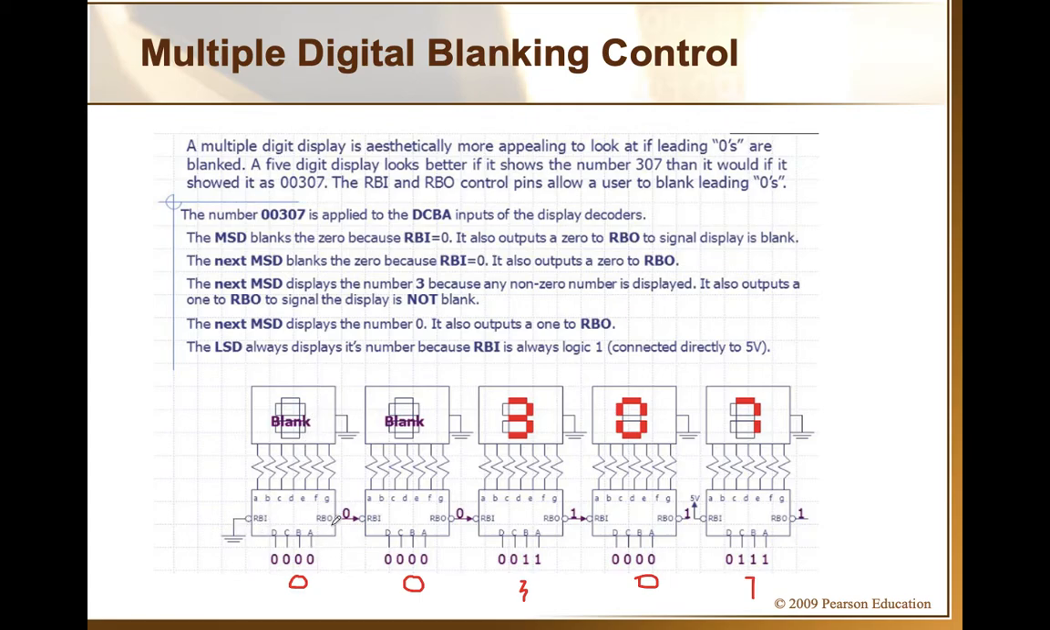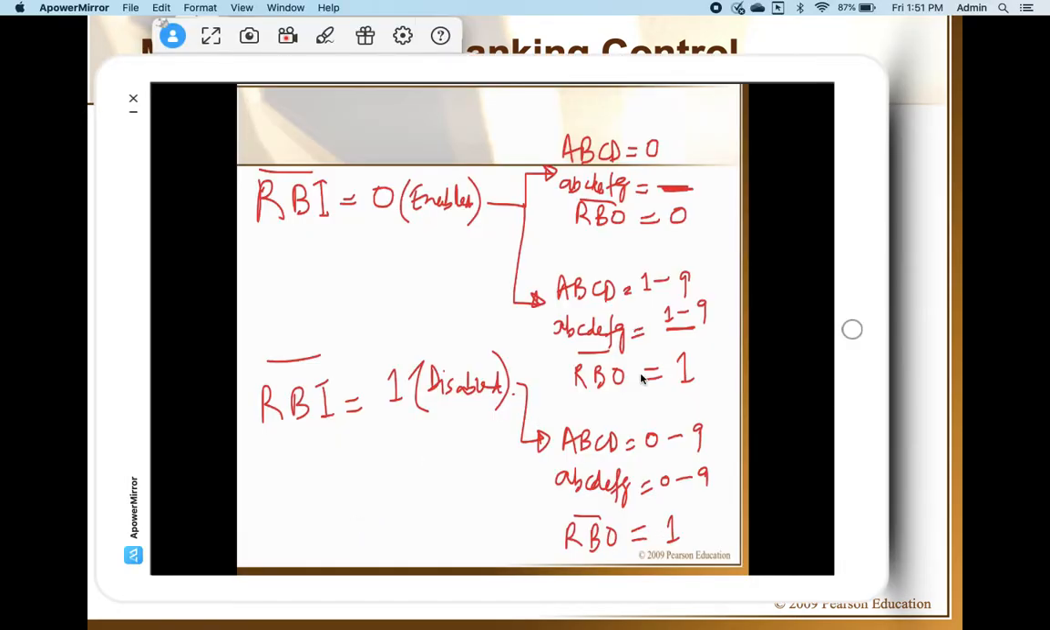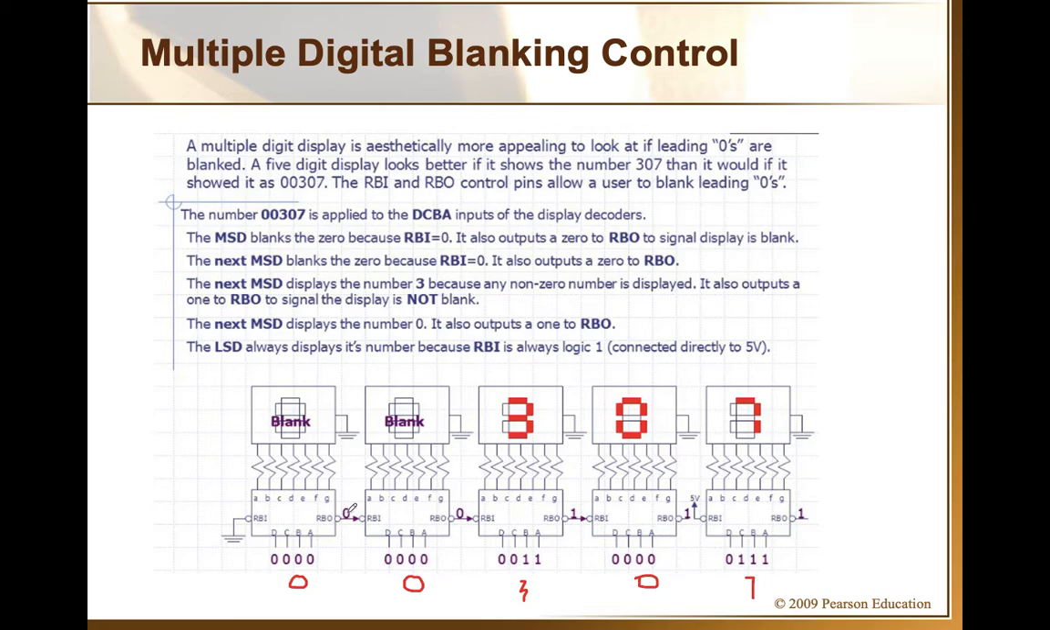Since it will be blanked out, RBO will be 0, and this is exactly what I said. If it is blanked out, RBO will be 0. If it is not blanked out, RBO will be 1. So now this is 0, and this 0 will be fed into the next RBI. Okay, so it automatically enables this feature for the next IC.